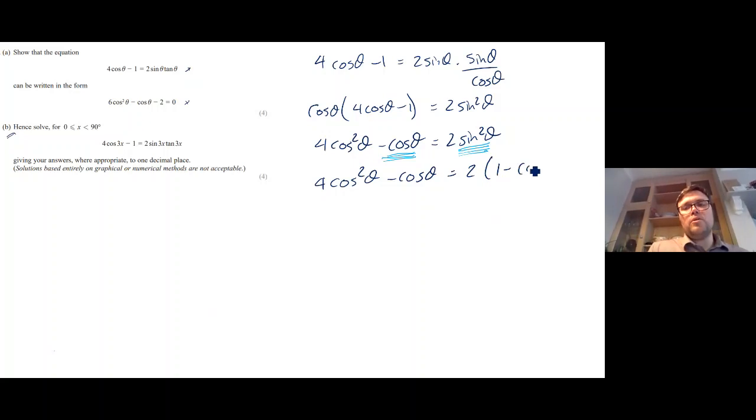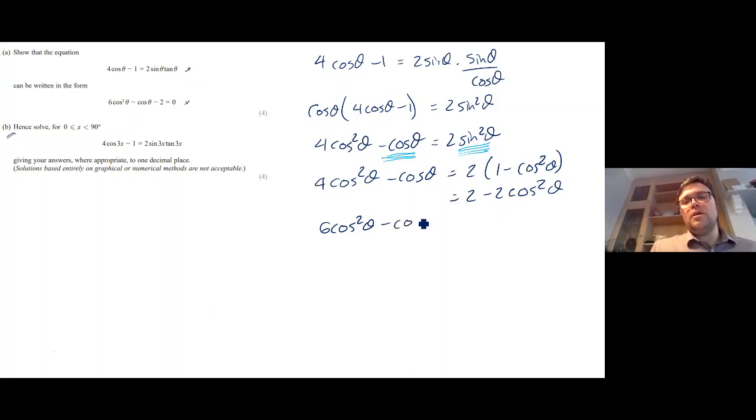1 minus cos squared theta. Expand that, gives us 2 minus 2 cos squared theta. Move it over to the other side, it's going to give you 6 cos squared theta minus cos theta minus 2 equal to 0, which is exactly what I wanted. So I'm going to put a QED there. Again, it's just something to make sure, there you go, that's proven. I can move on to the next bit.